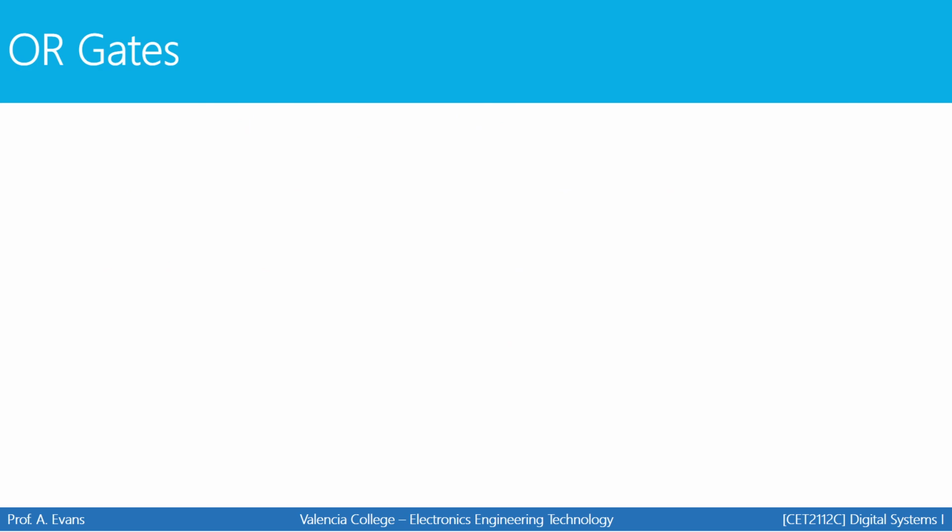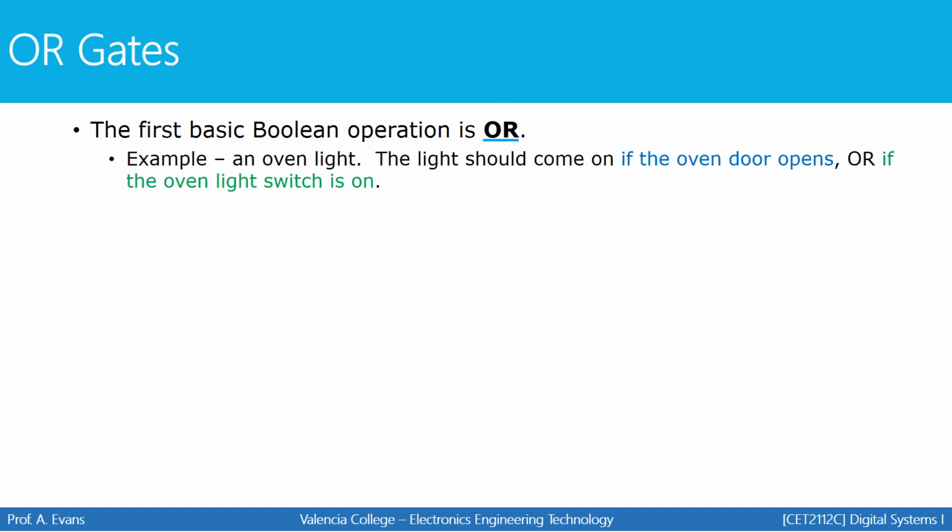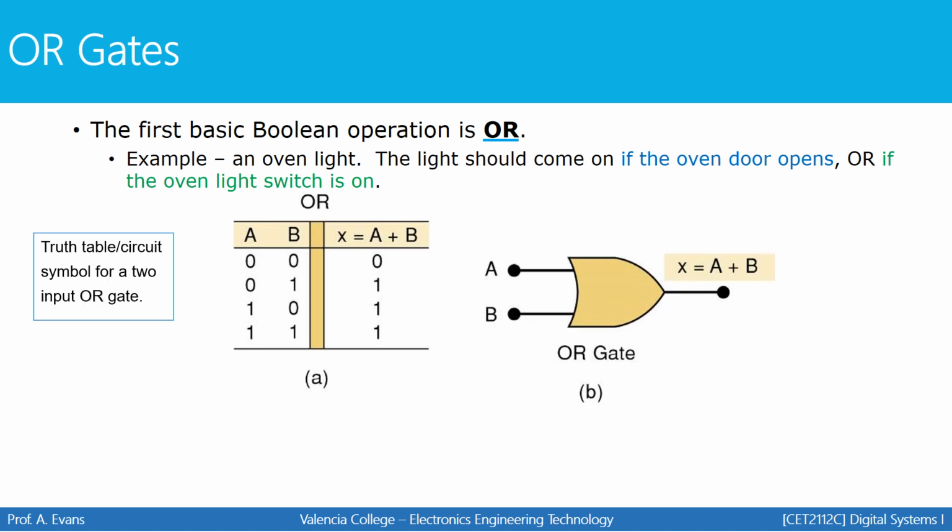First, we're going to begin with the OR gate. This is our first Boolean operation. For example, if you were designing an oven and you wanted the oven light to come on if the door opens or if the oven light switch is on, this is an example of where the idea of OR comes in. You want something to happen if one thing happens or another thing happens. Either one is fine, or potentially both. That's the idea of OR.